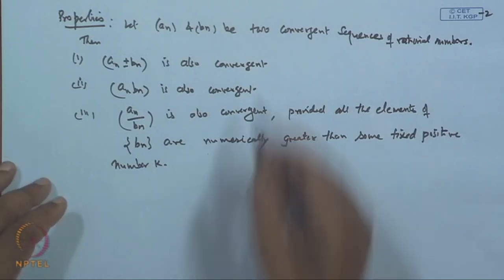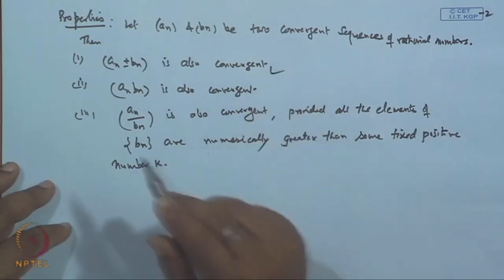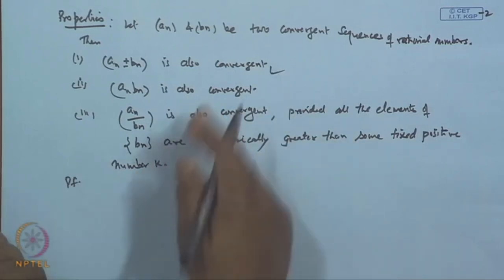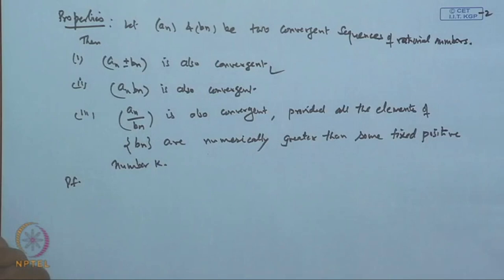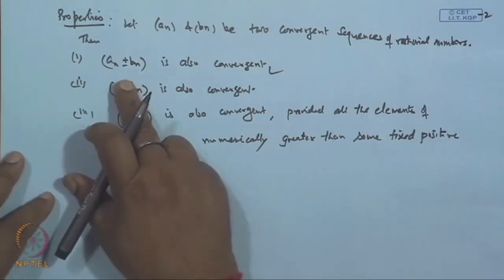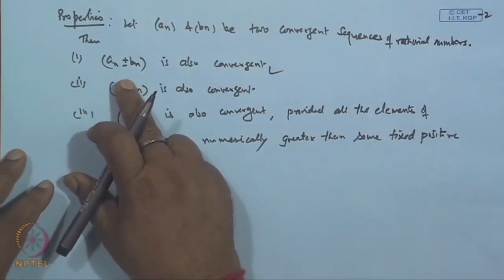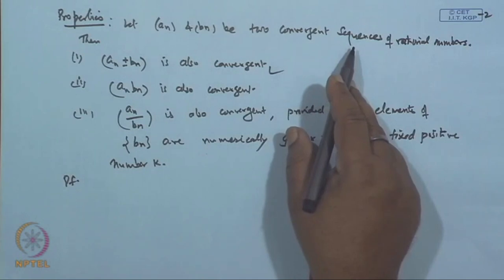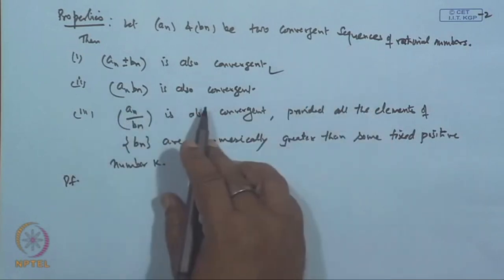We have already checked the first one. This was already proved with epsilon and delta, so there is no point in repeating the whole thing. Let us see the others. We want to show that if a_n and b_n are two convergent sequences of rational numbers, then their product will also be convergent.